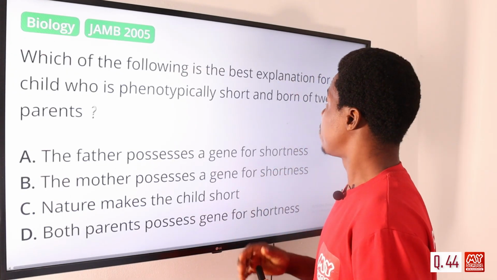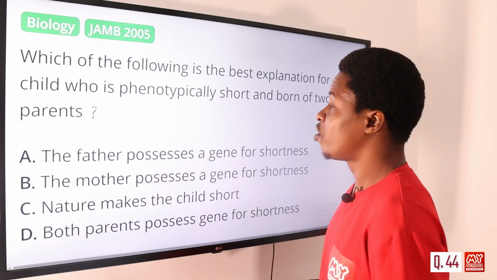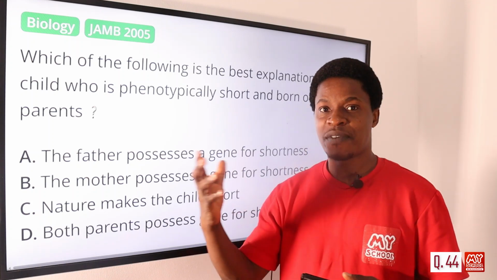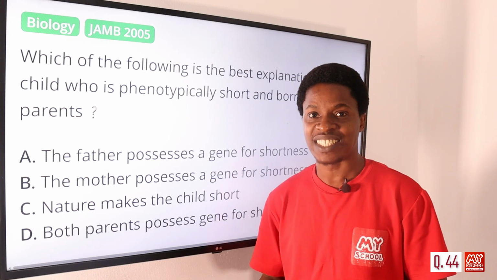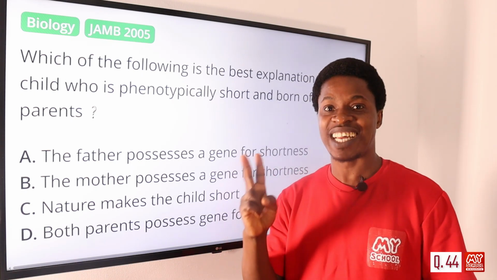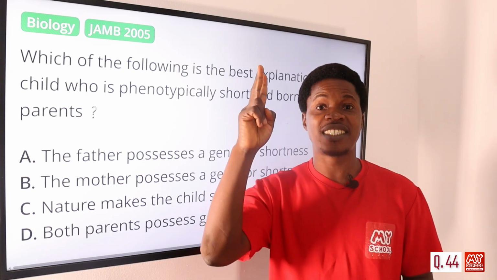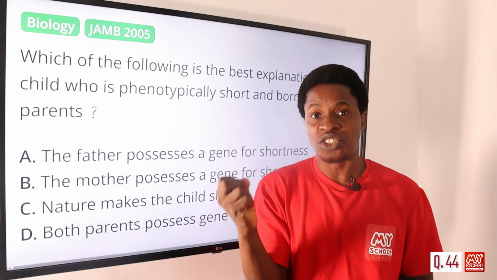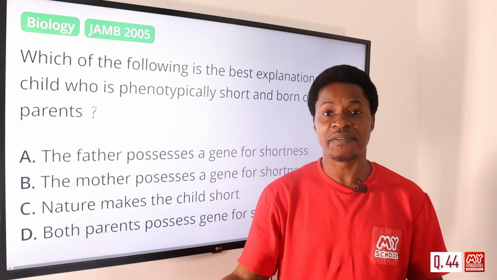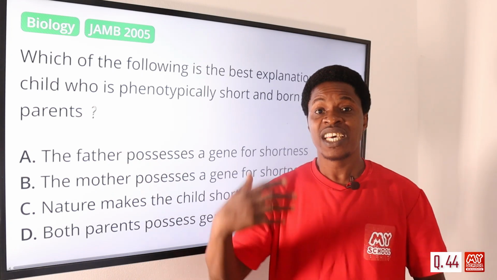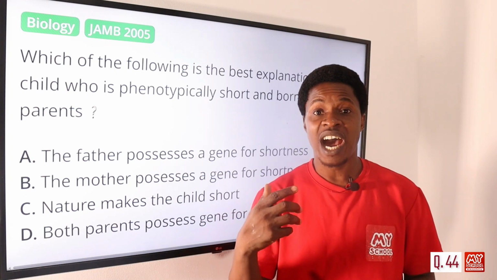Which of the following is the best explanation for a child who is phenotypically short and born of two tall parents? Father is tall, mother is tall, but the child is short. So what is responsible for that? Both father and mother actually have both the tallness and the shortness gene in them. But the one that is more expressed, that is dominant, is the tallness. That's why you see the father being tall and the mother being tall. But if you cross, you discover that there's tendency for them to have a short child.